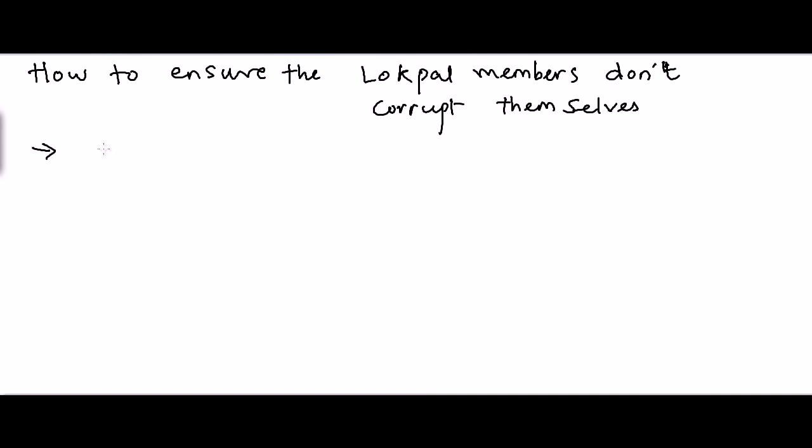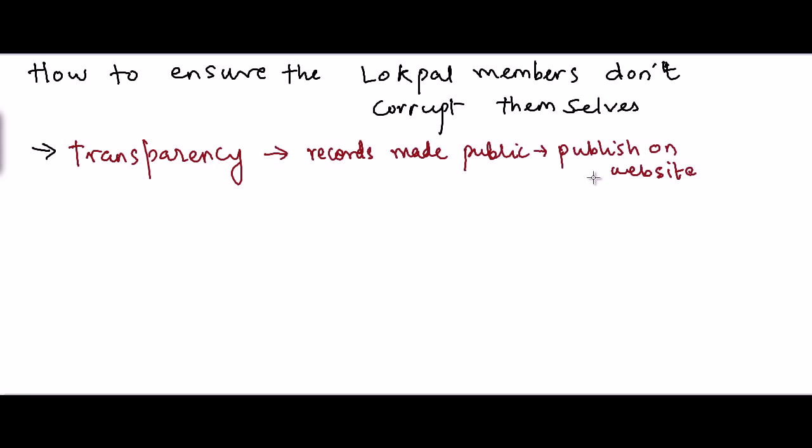How to ensure that the Lokpal members don't corrupt themselves? For that reason, the bill says that the Lokpal needs to be completely transparent. Now, what does that mean? Transparency is implied in the fact that every Lokpal has to hear out every complaint made to it. If any case is closed, all the records have to be made public. Now, Lokpal will publish every month on its website the number of cases it receives, number of cases it disposed, the reasons of disposal, and all such details regarding all cases.